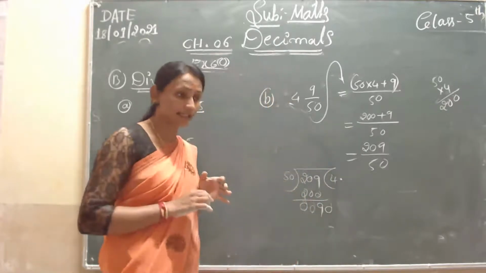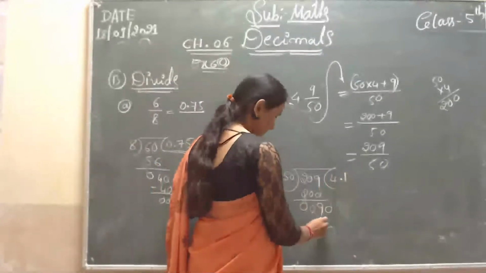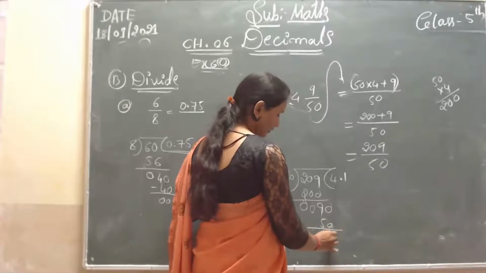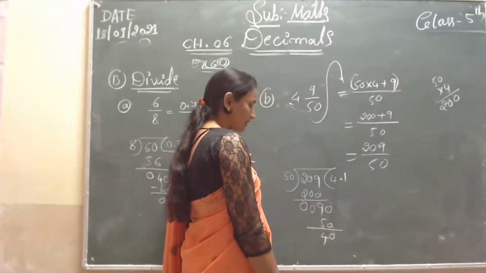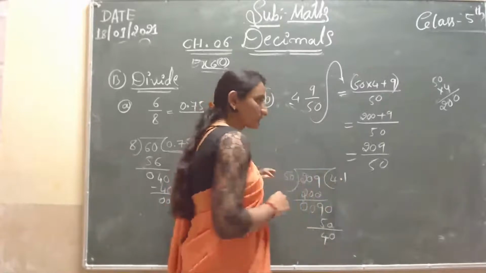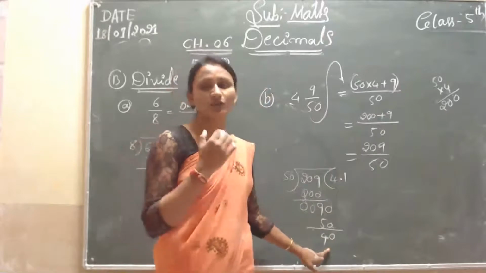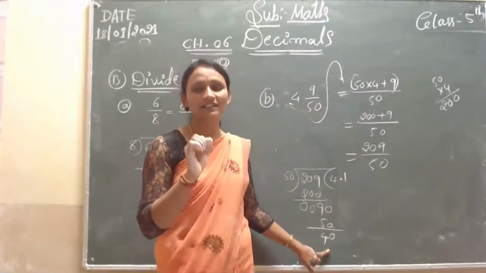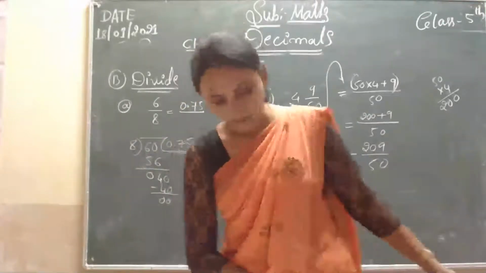So what is the 90? 90 means you have to take 50 ones are 50, subtract, and we get 40. So again one time I have to take a 0 after putting the point. Every time, sometimes you have to take the divisor when the value is 0. So that is the rule.